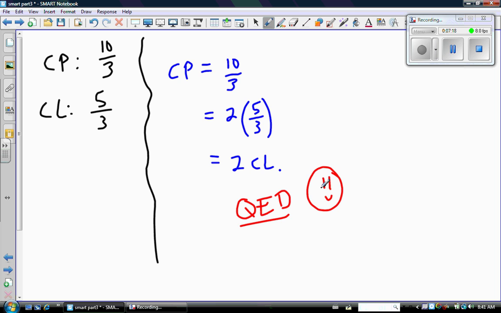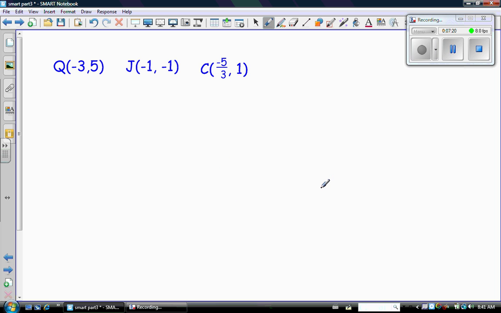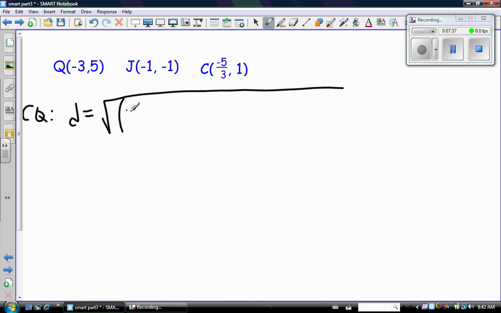But again, that was only one of the 3 parts to this question. So let's do this one, and then we'll probably leave the other one for you to do on your own because it's an awfully long question. So again, we need to show that C to Q is twice the distance, not the same distance, as CL. So again, x2 minus x1 squared plus y2 minus y1 squared.